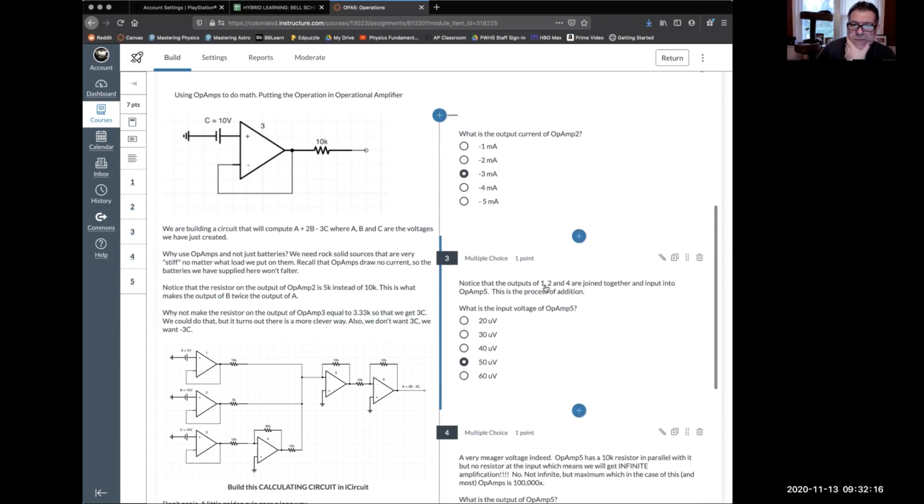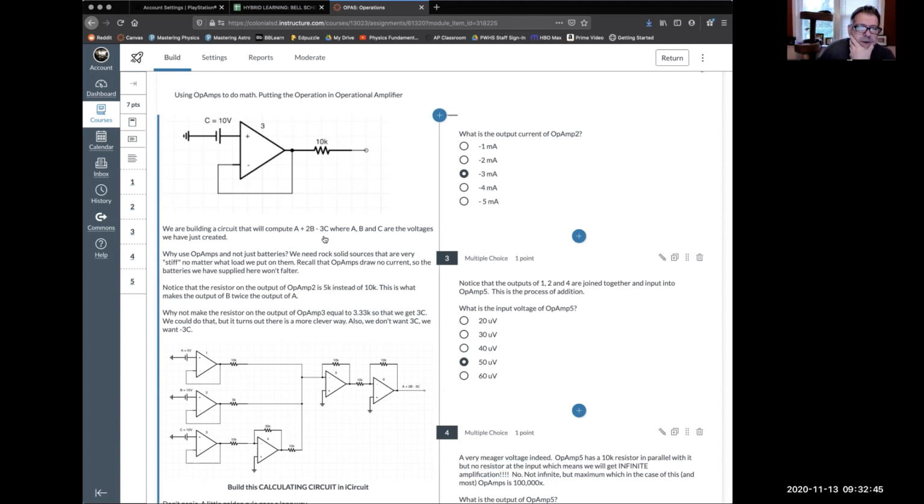The outputs of 1, 2, and 4 are joined together into OpAmp 5. This is addition. When I bring the circuits together at a common junction, that's how I'm adding. That's the function of addition. So what is the output voltage of OpAmp 5? Well, you just have to go there and look at it. That OpAmp voltage is 50 millivolts, or sorry, microvolts, 50 microvolts.